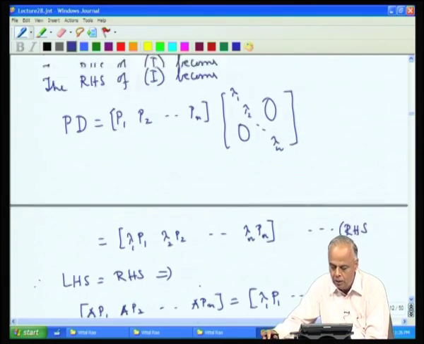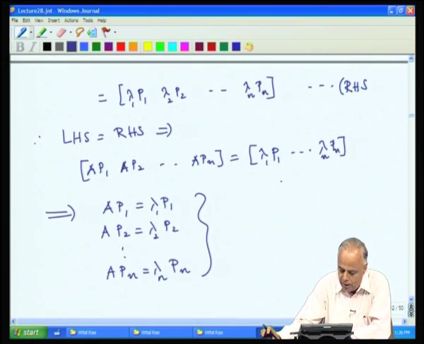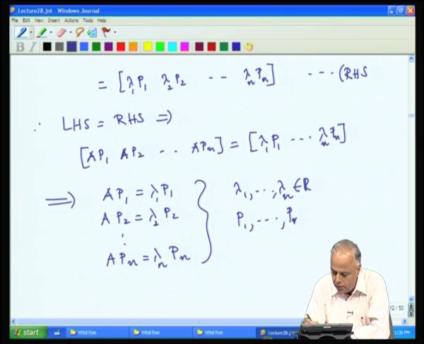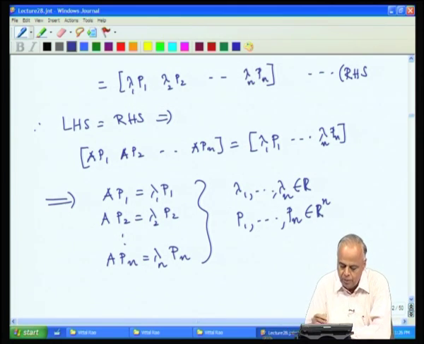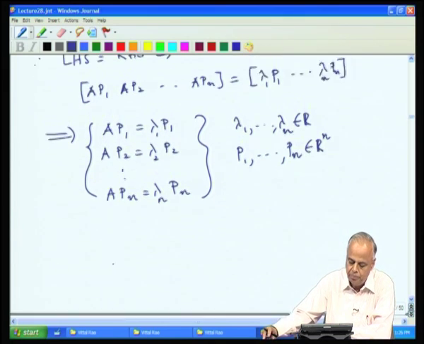Now, let us go back, this lambda 1, lambda 2, lambda n are the entries in the real diagonal matrix D and therefore, lambda 1, lambda 2, lambda n are scalars. So, lambda 1, lambda 2, lambda n are real numbers. Recall that the columns are all in Rn, they are all column vectors and they have n components. So, thus we get A P 1 equal to lambda 1 P 1, A P 2 equal to lambda 2 P 2, A P n equal to lambda n P n.